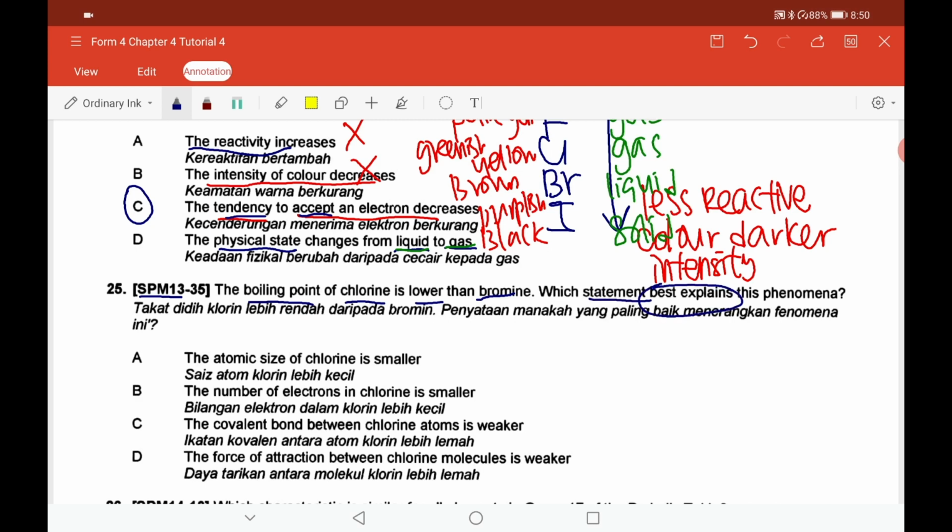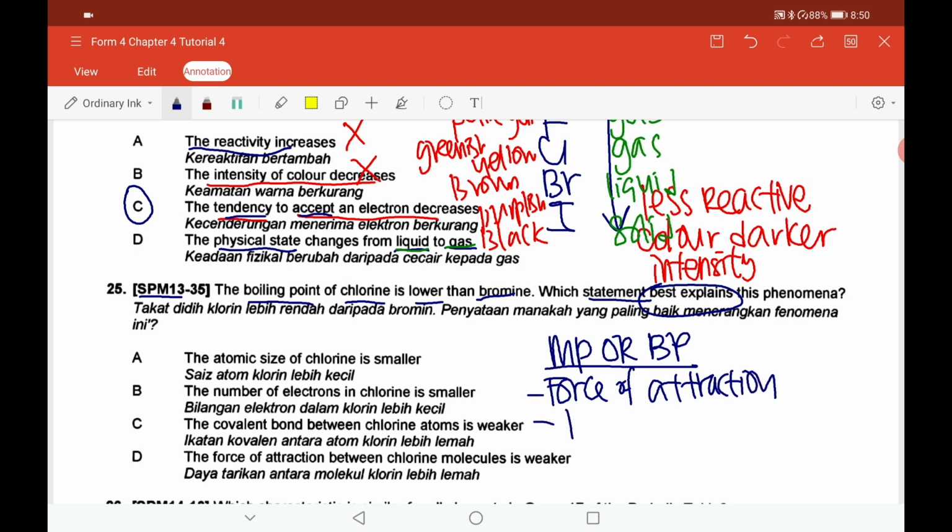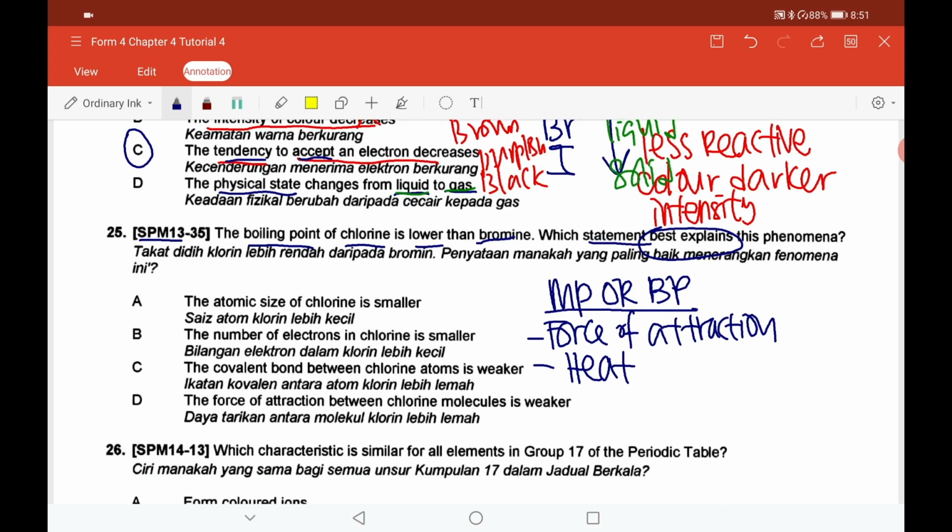So remember, when the question asks about melting point or boiling point, your answer must talk about the force of attraction and also the heat. How much heat to overcome the force of attraction. Okay, every time the question asks you to explain melting point and boiling point, the answer should include force of attraction and also the heat. So let's see whether there is any answer related to force and heat or not.